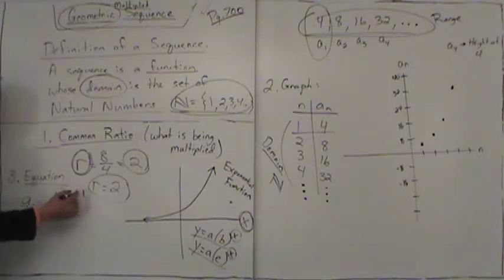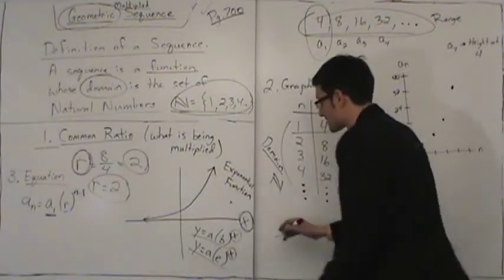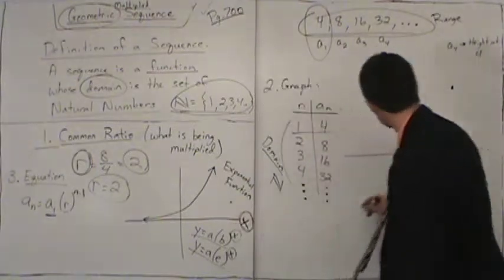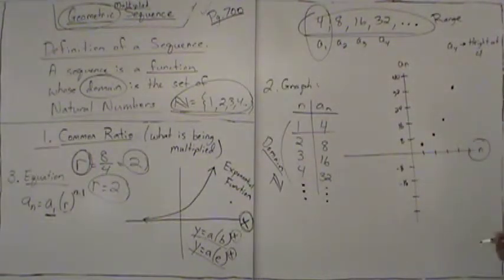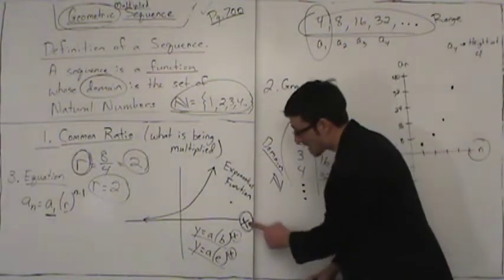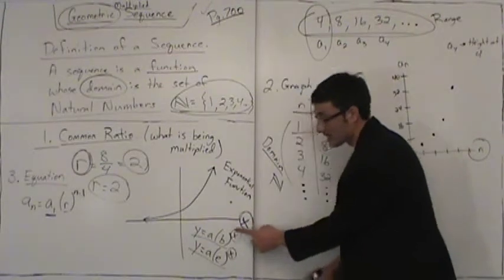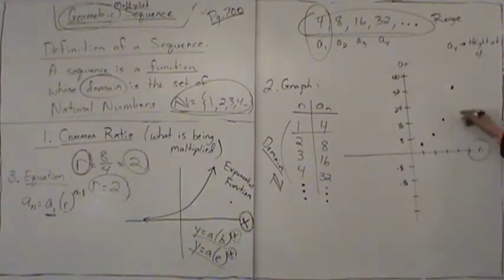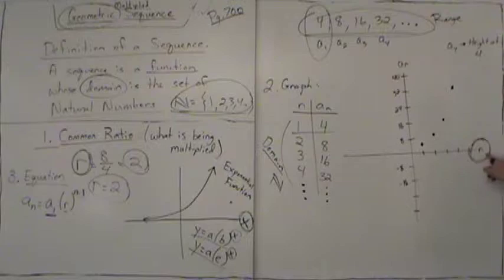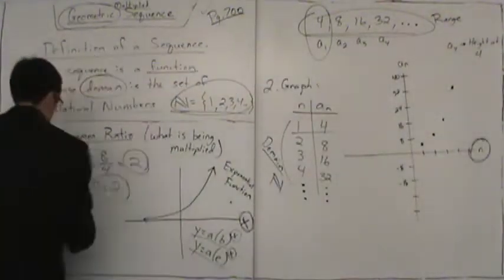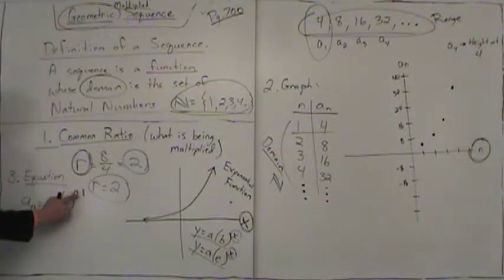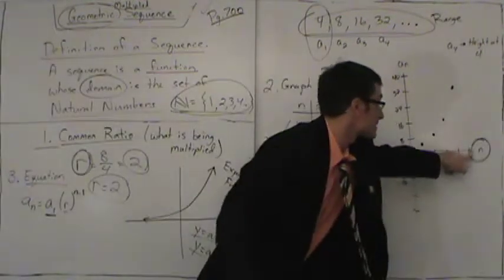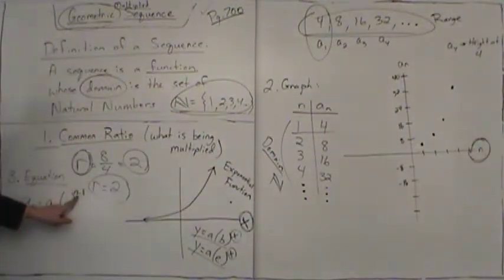Now I want you to notice, instead of x-axis, what do we have here? N-axis. Notice in the exponential function, x-axis was acting as exponent. With geometric sequence, the n-axis is acting as the exponent. In this case, we have n minus 1, slightly different, but very similar. So n-axis is acting as exponent.